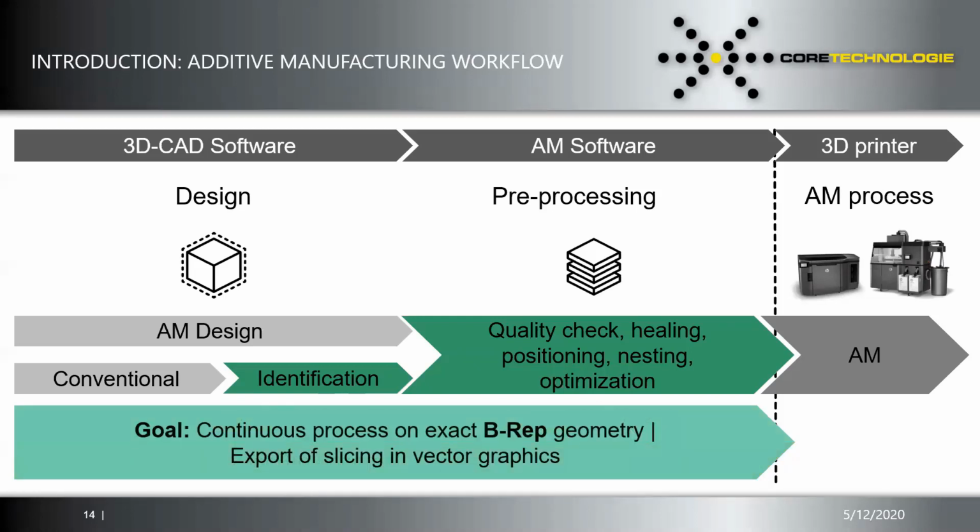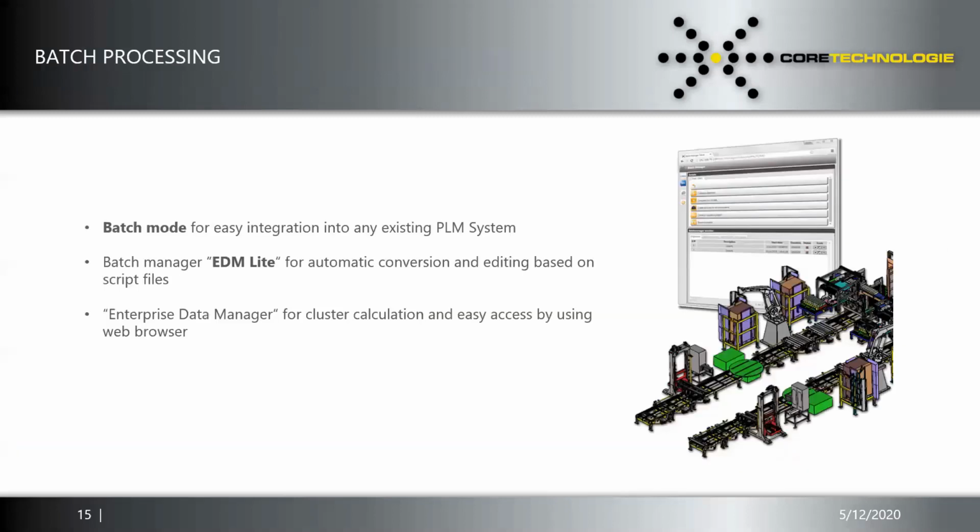So continuous, again, is kind of what I mentioned. Unique to CoreTechnologie also, compared to some of the other technologies, is that if you have some consistent printing processes based on the nesting and slicing that will be shown, you can actually batch process that technology as well.